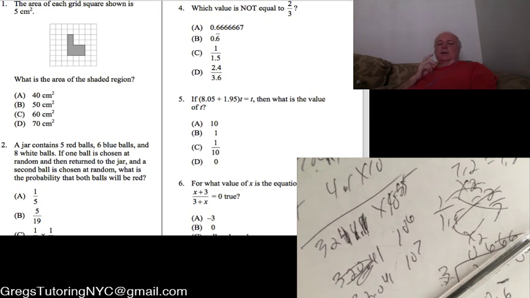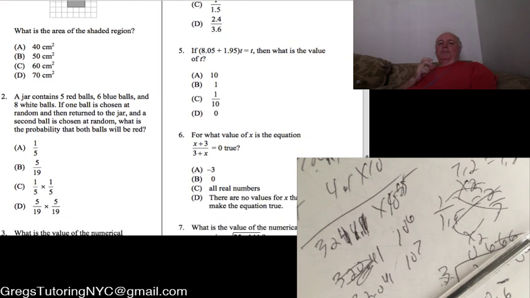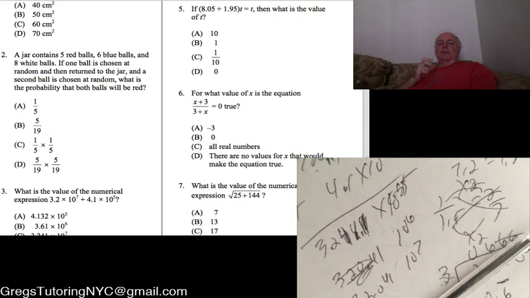All right, so I'm only going to do a few more problems. So we're at question number 5. Let me see that 5 is showing on the screen, all right? So if 8.01 plus 1.95 times t equals t, and again, this set of problems today is easier. The next group after this is going to get harder. That's how the ISEE works.